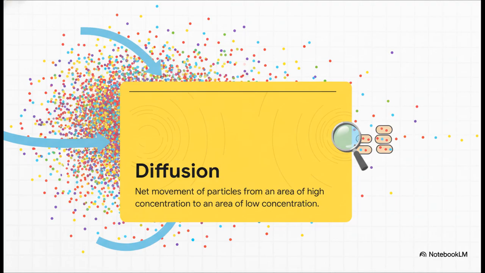The most crucial part of this is the phrase net movement. See, particles are always moving around randomly, but the net movement is always from where there's a lot of them to where there's fewer of them. They move down a concentration gradient.